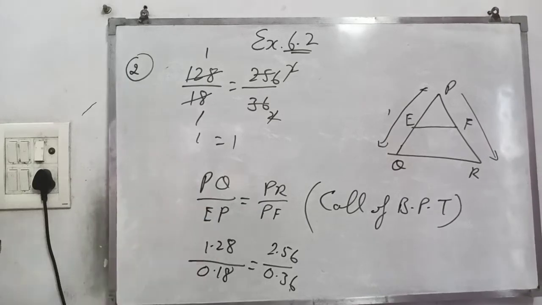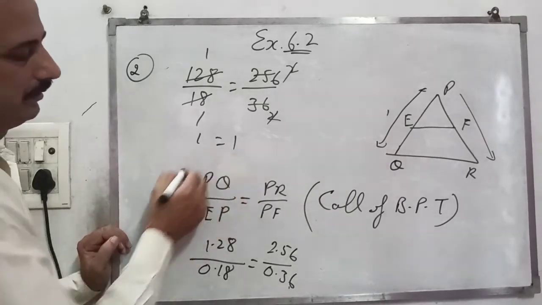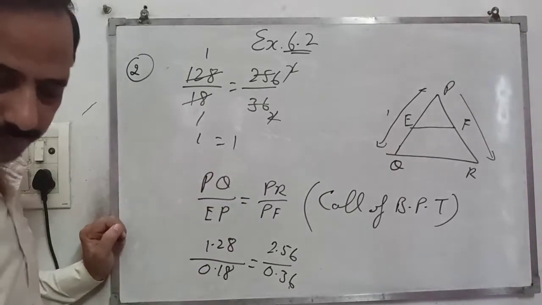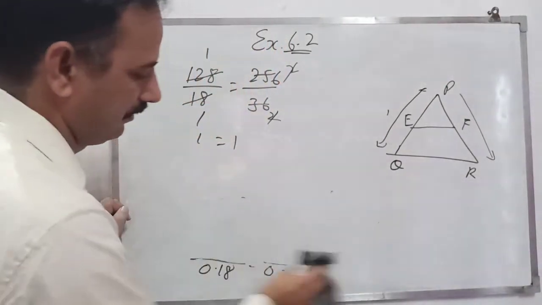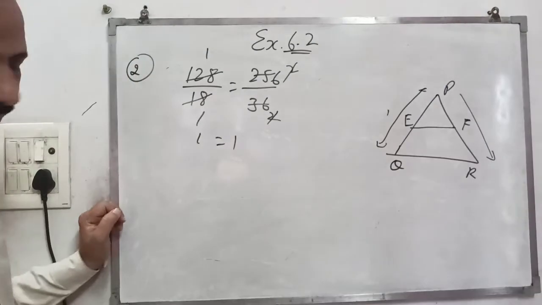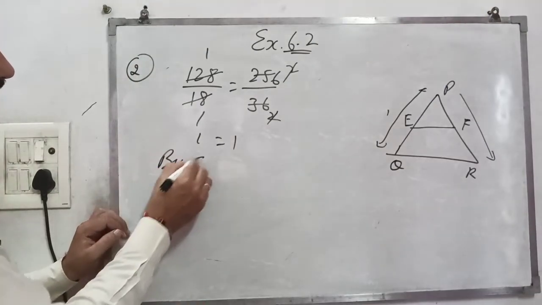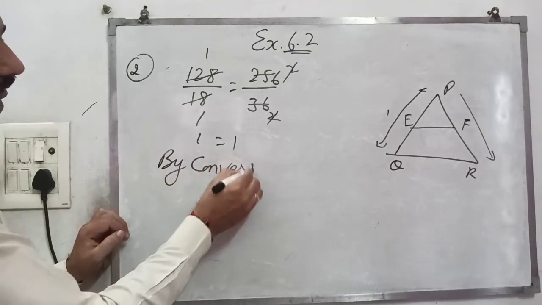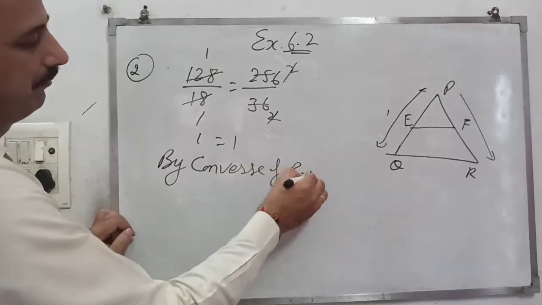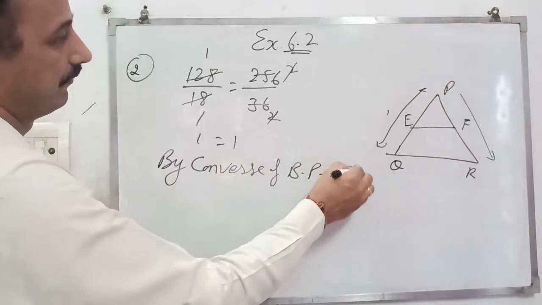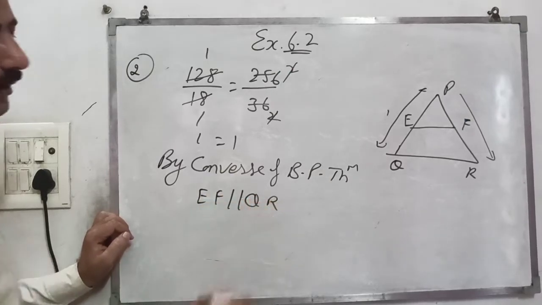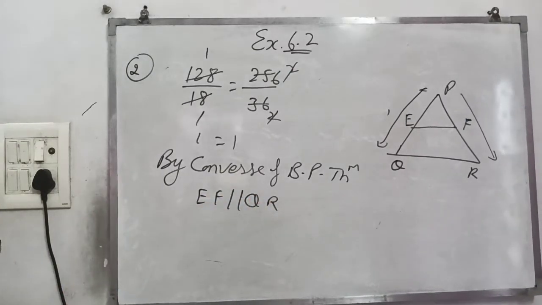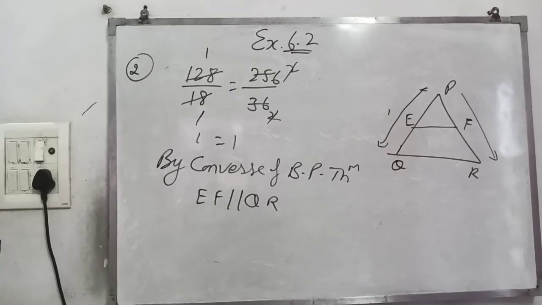If they are equal to each other, it means by the converse of BPT theorem, EF is parallel to QR. Right? Come to the next question.